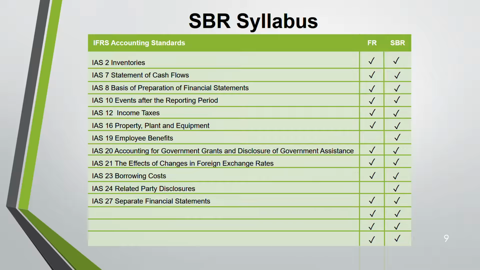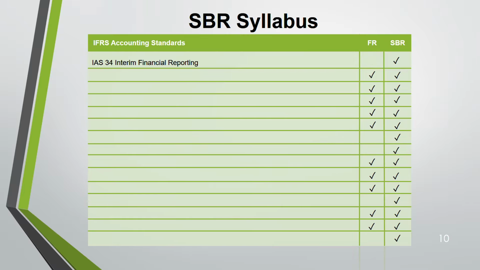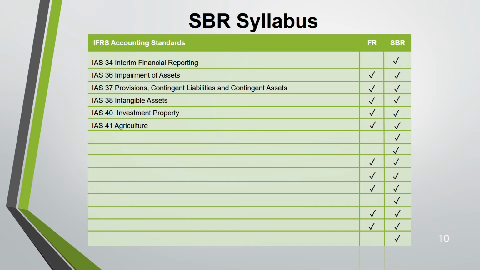Then IAS 27, IAS 28, IAS 32, IAS 33 is there. IAS 34 is only for SBR, that is when we report our performance. IAS 36, 37, 38, 40, 41 is there. IFRS 1 and IFRS 2 is not there for FR, it's there only for SBR. In short, in SBR, all the standards will come. Some new standards and also the old ones which are tested in FR also. Of course, the questions that are going to be asked are more in depth in SBR.